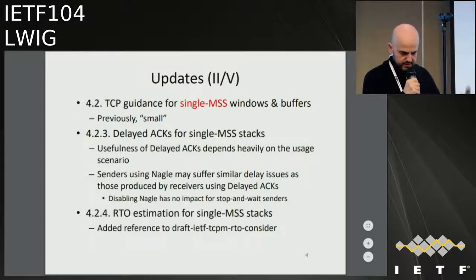First, we have an additional sentence, which is quite general, meaning that the usefulness of delayed acknowledgements depends heavily on the usage scenario. And in the context of a single MSS sender that transmits to a receiver using delayed acknowledgements, we've also added that senders using the Nagle algorithm may suffer similar delay issues as those produced by receivers using delayed acknowledgements. And we have also added that disabling Nagle has no impact in the case of stop and wait senders.